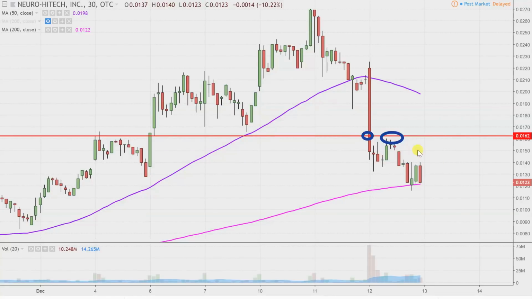If the price can push back up above there, then you can turn the attention to that purple line there, the 50-period simple moving average. However, as it stands right now, we're getting a little bit too far ahead of ourselves talking about the 50-period when the price still has to get back up above 0.016. But those two levels are going to be the areas of resistance.